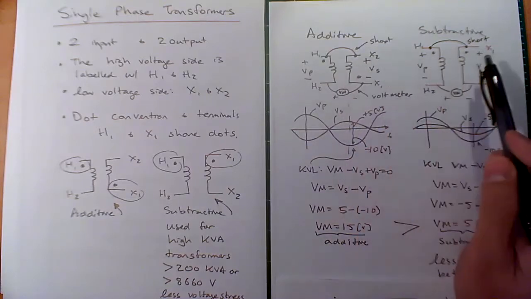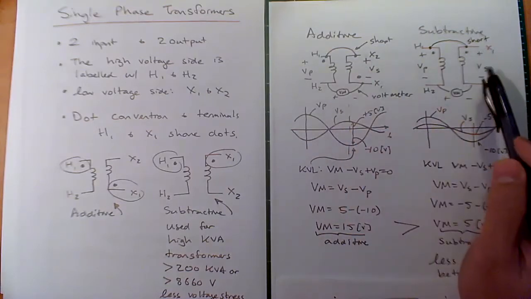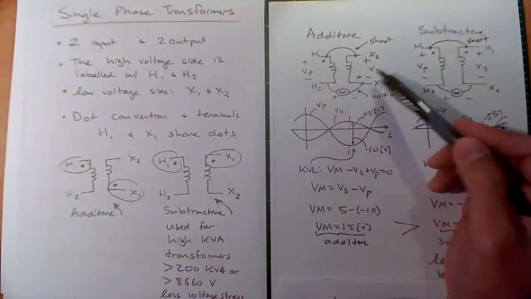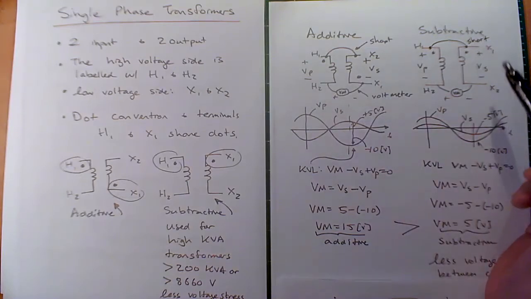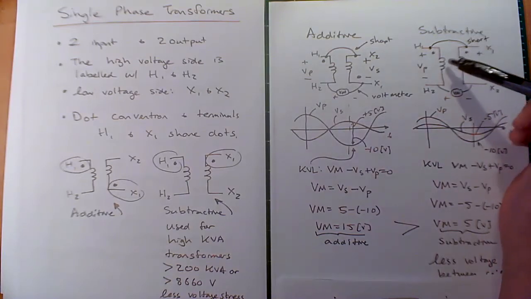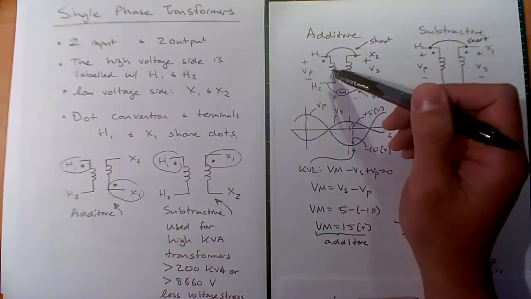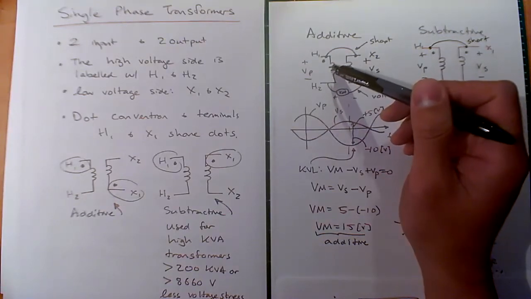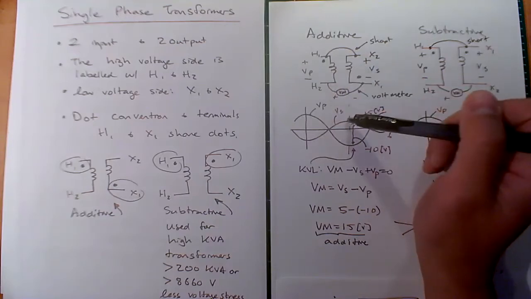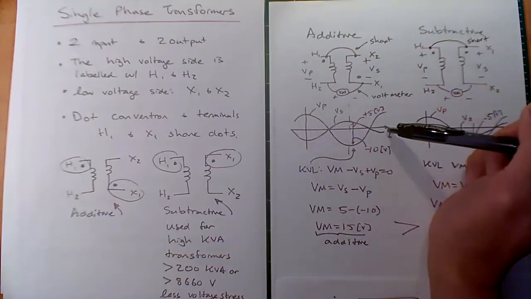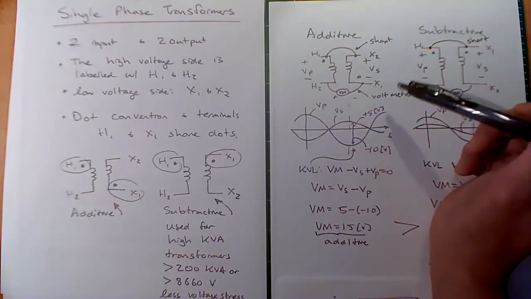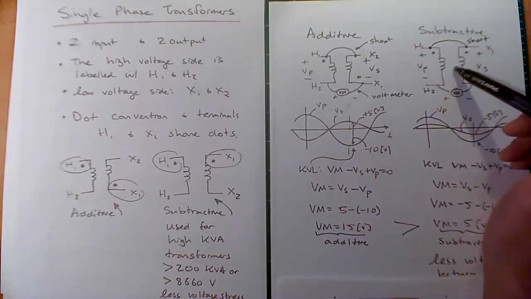They're both doing the same transformer relationship. In this case, I don't know, two to one, right? But the coil to coil voltage difference is going to be much higher in the additive, right? So this coil at certain points is going to see much more voltage than this side at certain points in the frequency, right? So it would be better to go to subtractive because there's less voltage stress.